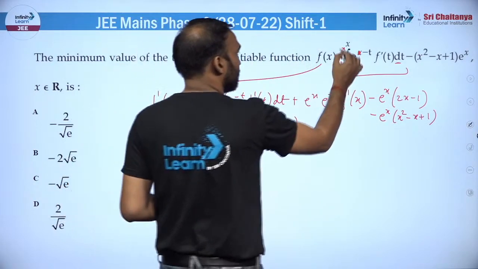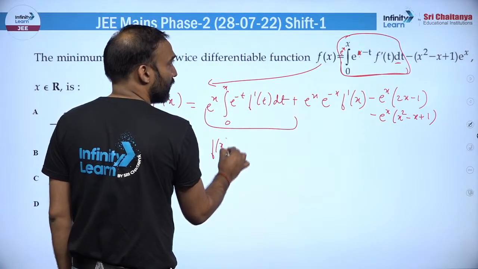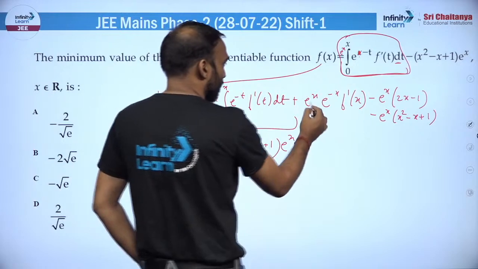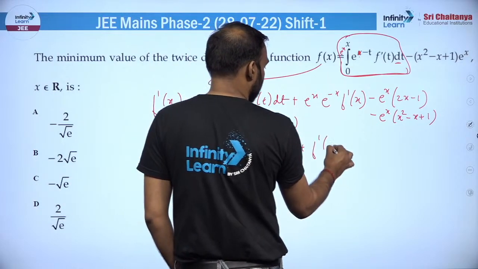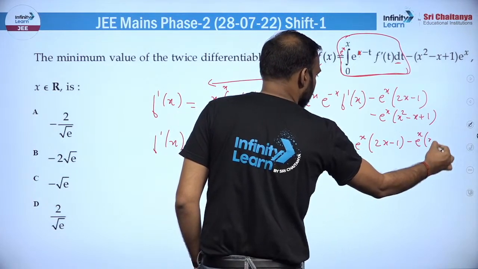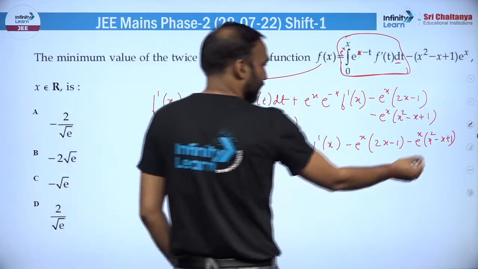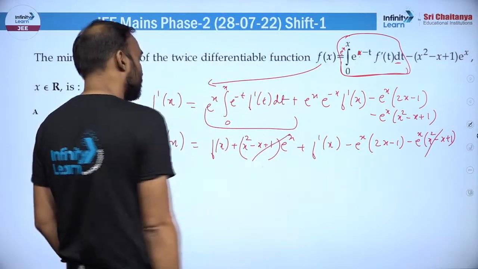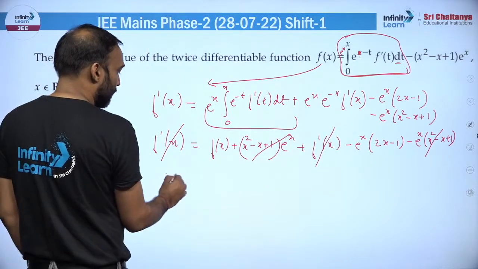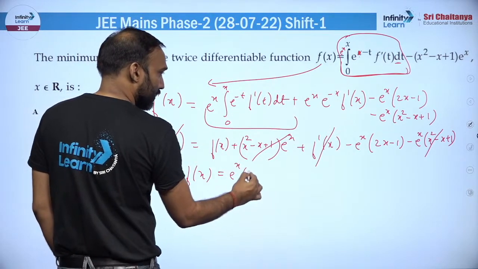And so this complete term is this complete term. So I can replace this as f(x) plus (x square minus x plus 1) into e raised to power x. Now this is plus f dash x minus e raised to power x into (2x minus 1) minus e raised to power x into (x square minus x plus 1). Now see, x square minus x plus 1 into e raised to power x and minus x square minus x plus 1 into e raised to power x, opposite sign, they will cancel out. f dash x will get cancelled out. So all I am left with is f(x), and if you take this on that side, you will have e raised to power x into (2x minus 1).